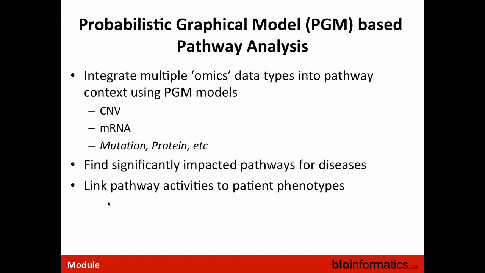So probabilistic graphical models, PGMs, are widely used techniques in machine learning and statistics for modeling of complex dependencies amongst a variety of variables. Basically, it's a way of studying a lot of different elements within your network. And it's recently been applied to understanding of cancer networks. And so the goal here is to integrate different types of omics data into these models. So if you have copy number variation data, gene expression data, mutation, or even protein state information, you try to project all of that information into a network to identify significantly impacted pathways, and then to try and link the activities within particular pathways to particular patient phenotypes.